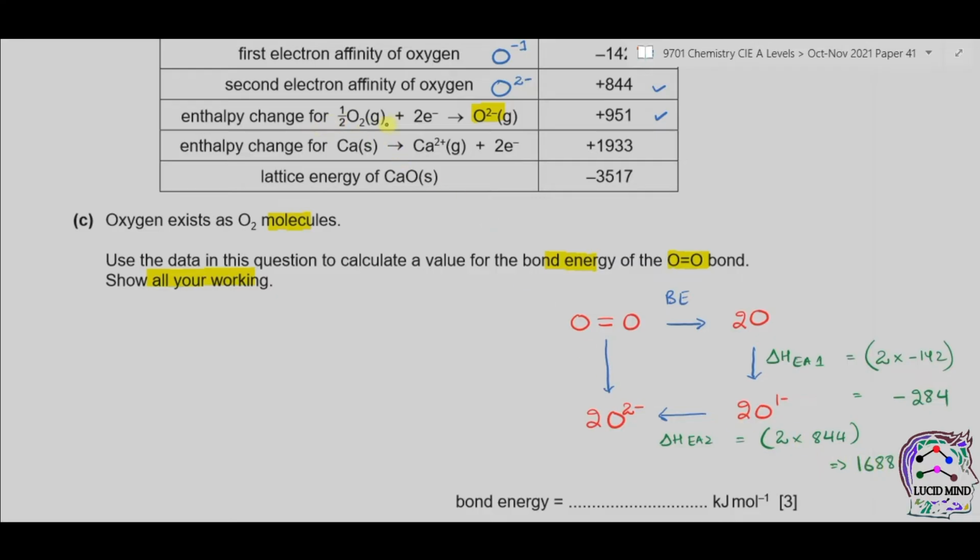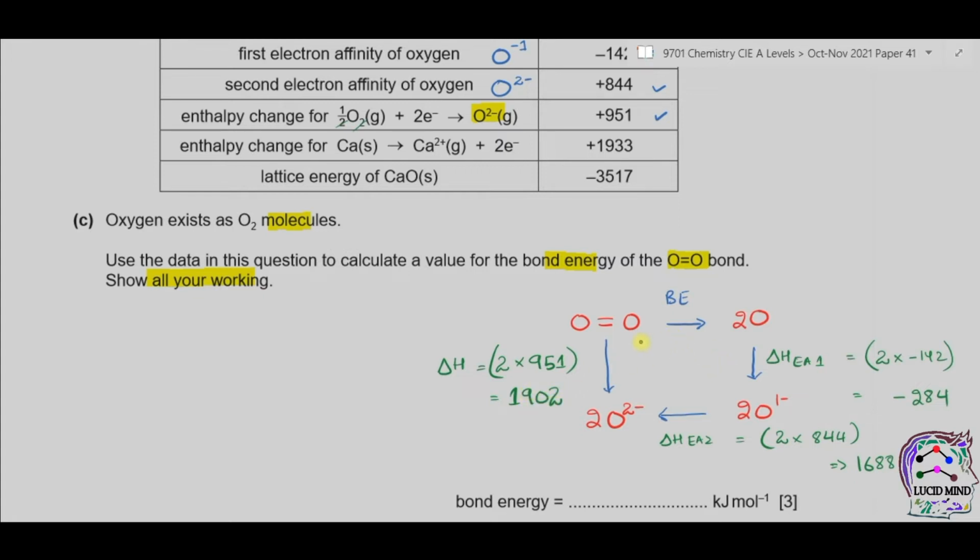And for the third thing, we have the enthalpy change for 1 atom of oxygen into O2-, which is 951. As we have 2 atoms and 2 moles, we also multiply this value by 2. Delta H, the enthalpy change for this reaction, is equal to 2 into 951, and this will become 1902.